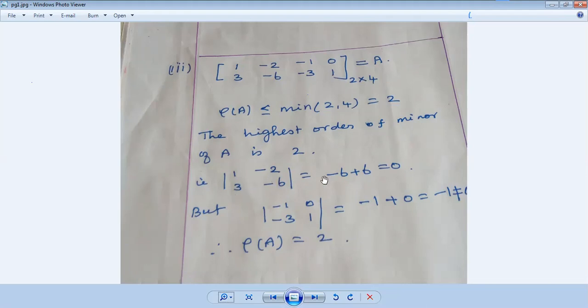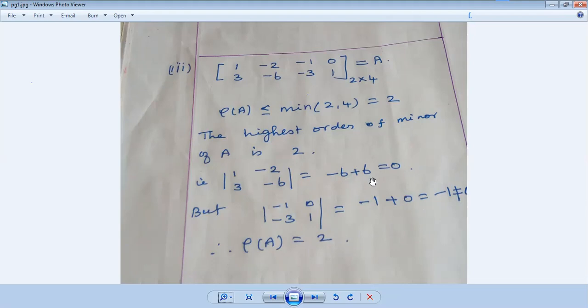When you simplify, you will get 0. But when you take the third column and the last column, here you have minus 1 plus 0, which is not equal to 0. Therefore, here at least one minor is not equal to 0. Keep it in your mind, students.